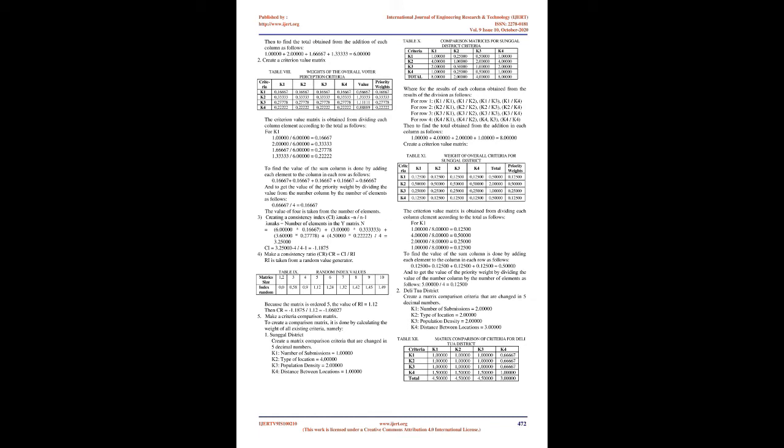There are criteria for determining the location used in the selection process, namely number of national project submissions, type of location, population density, distance between submission locations. Of course, these criteria aim to improve the efficiency and effectiveness of national project service activities.